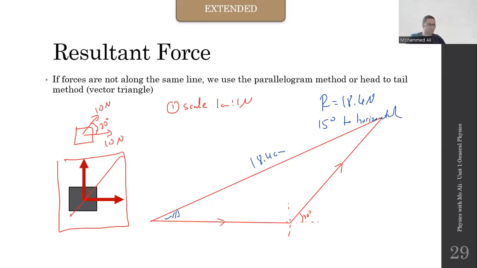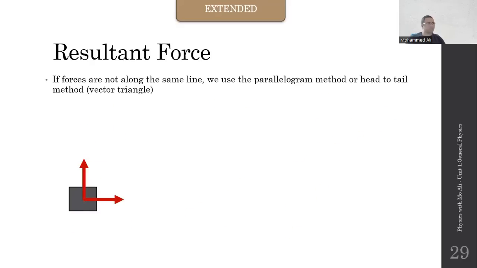It will be 14, like the previous example. If you tried using Pythagoras and it's not 14, it's 14.14 or something. Yes, 14.14, but it'll be 14.